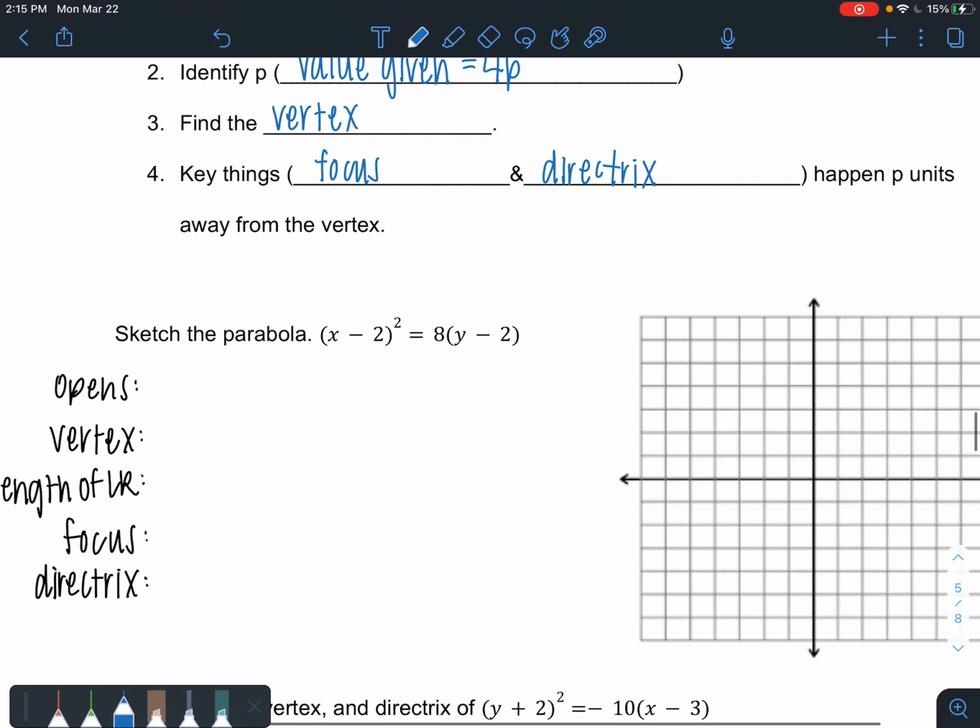All right, so let's sketch the parabola. I've already got this isolated here. Let's just talk about whether it opens up or down. Because this right here is x squared, that is going to open up. So I have my x squared, so that's going to open up. And the vertex is going to be (2, 2).